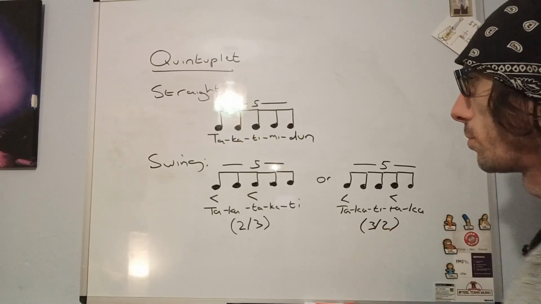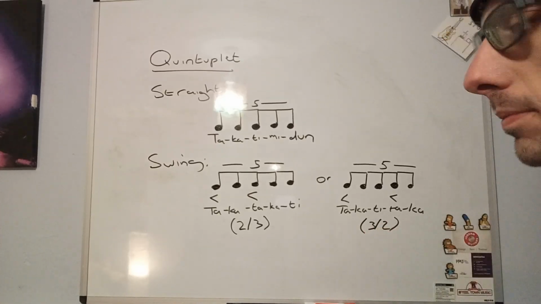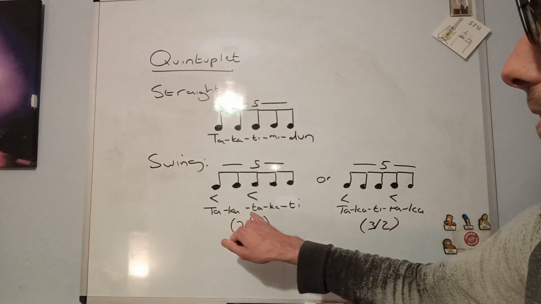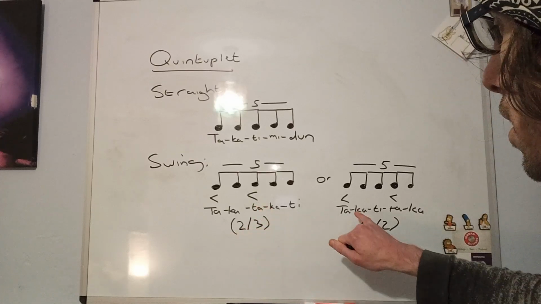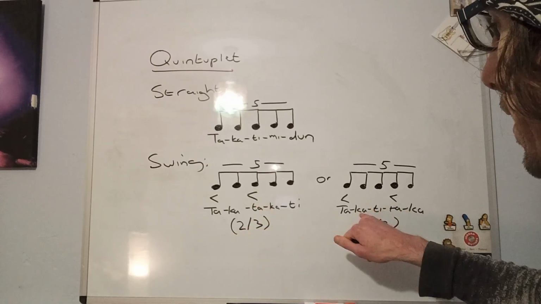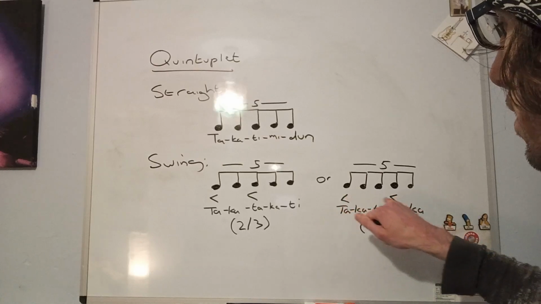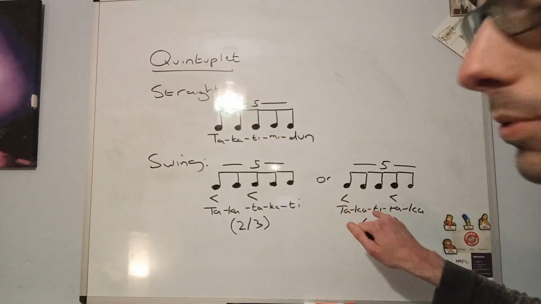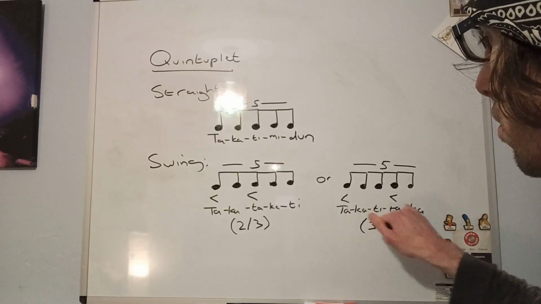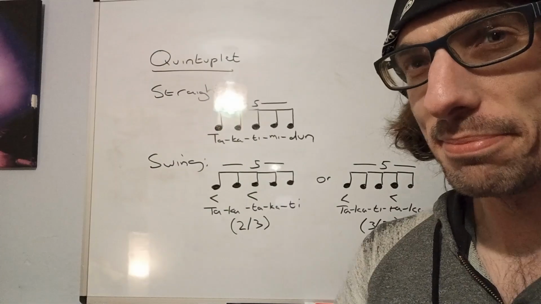a 3-2 swung quintuplet. So in this particular instance, taka, takati, taka, takati, 1-2, 1-2, 3, 1-2, 1-2, 3, 1-2, 1-2, 3. And in this case, it's takati, taka, takati, taka, takati, taka. So this would be 1-2, 3, 1-2, 1-2, 3, 1-2, 1-2, 3, 1-2, 1-2, 3, 1-2.